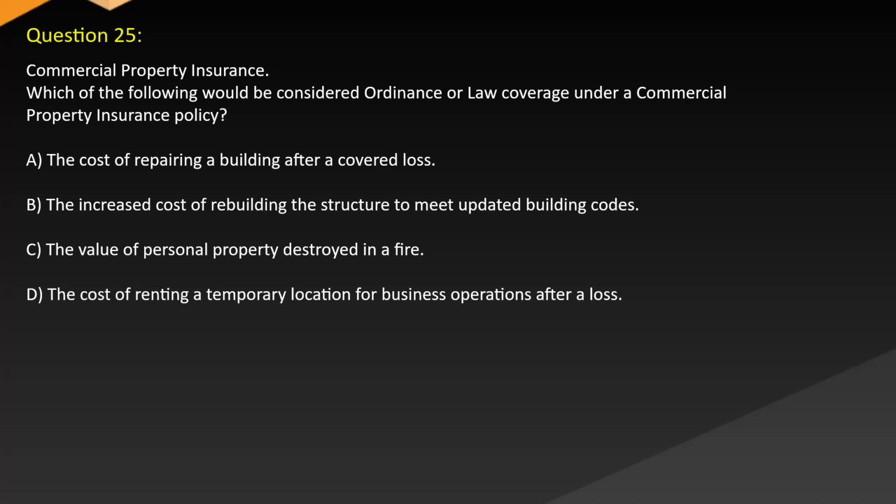Question 25. Commercial property insurance. Which of the following would be considered ordinance or law coverage under a commercial property insurance policy? A. The cost of repairing a building after a covered loss. B. The increased cost of rebuilding the structure to meet updated building codes. C. The value of personal property destroyed in a fire. D. The cost of renting a temporary location for business operations after a loss.